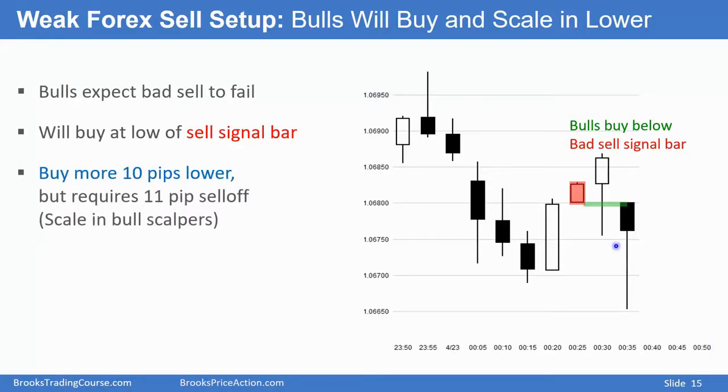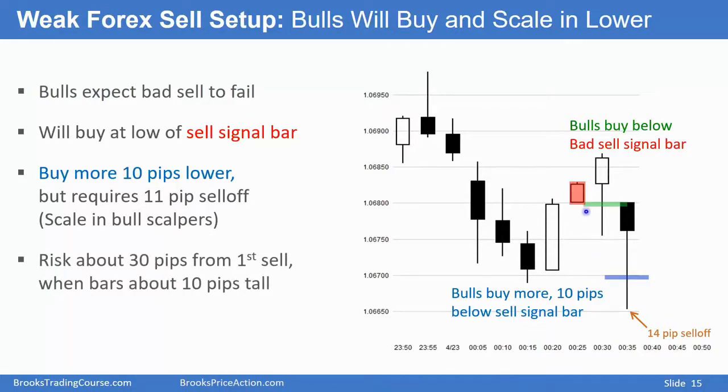They might buy more 10 pips lower, but it requires an 11 pip sell-off for them to be able to scale in 10 pips lower. These are scale-in bull scalpers. Here we got a 14 pip sell-off. Bulls who bought this low, betting on the bad bear flag, they buy more 10 pips lower. It fell 14 pips, so they would have been filled. Again, bulls only do this if they're confident that this is a bad bear flag and that it's going to lead to a trading range or even a rally instead of a continued bear trend.